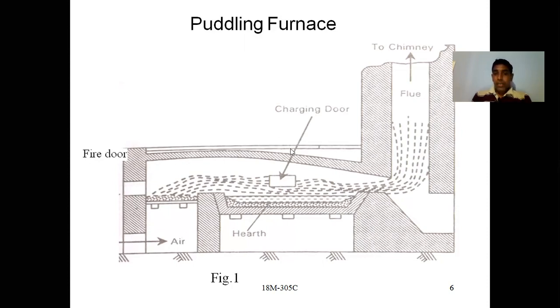If you see the construction, you have a dome-like structure for the roof, and it is a low roof. Because of this dome-like structure and low roof, what will happen? The flames and hot gases that touch the dome will be reflected or deflected back towards the hearth. Because of that, the puddling furnace is also known as the reverberatory furnace, and the flue gases are sent to the chimney. This is the main construction of a puddling furnace.